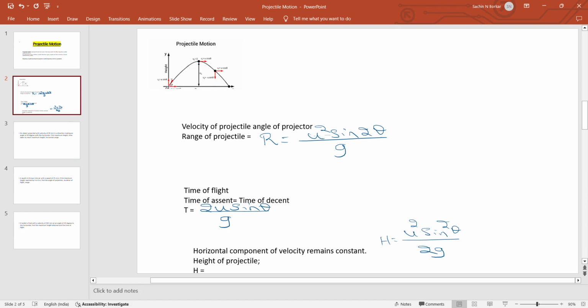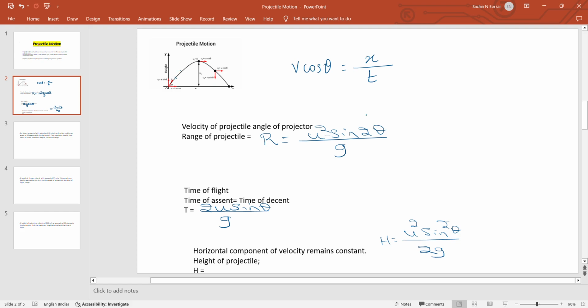Throughout the projectile motion, the horizontal component of the velocity remains constant. It will not change. It follows the formula velocity is equal to distance by time. V cos theta is the horizontal component that remains the same. So that is displacement divided by time at any instant of time.